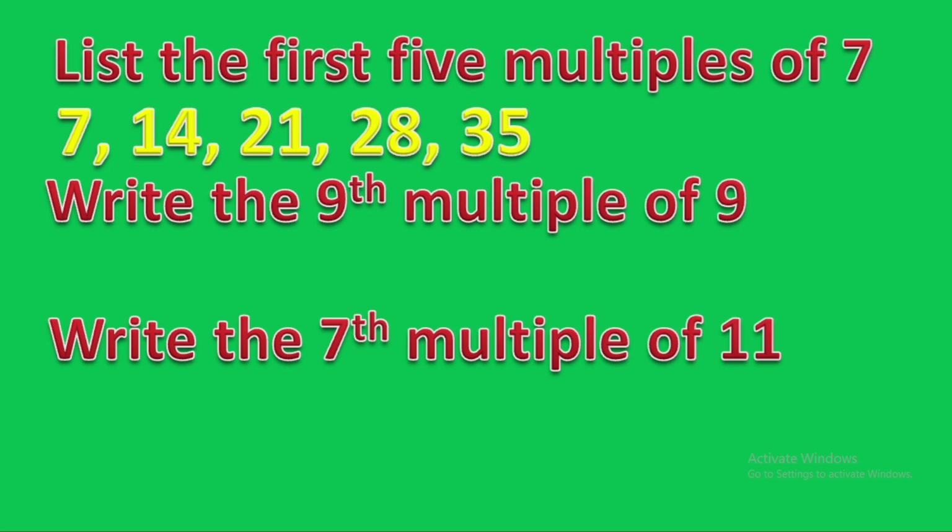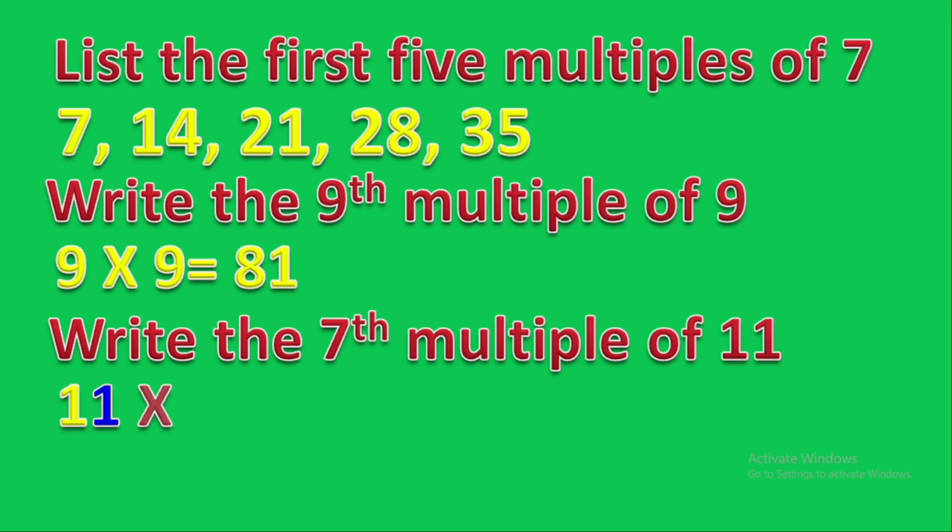Number 2, we have to write the 9th multiple of 9. So it is only asking for one multiple, the one which is the 9th multiple. So 9 into 9, 9 nines are 81. So 81 becomes your answer. Next question, we have to write the 7th multiple of 11. So you simply have to take 11 and then multiply it by 7. So 11 into 7 and your answer will be 77. So the 7th multiple of 11 is 77.